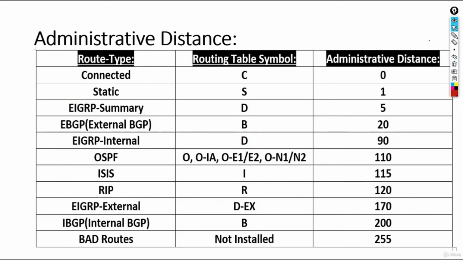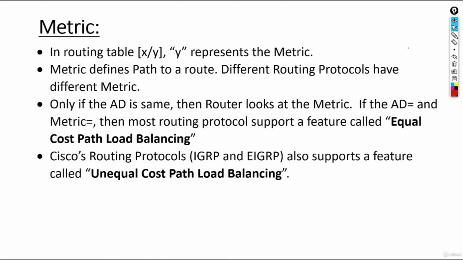Next, we are going to learn about metric. In the routing table, the second number after the slash represents the metric. The metric defines the path to a route. Different routing protocols have different metrics. If the admin distance is the same, the router looks at the metric. If the admin distance and the metric are both the same, the router does something called equal cost path load balancing. That means the router will send packets through one path, second path, third path, etc.